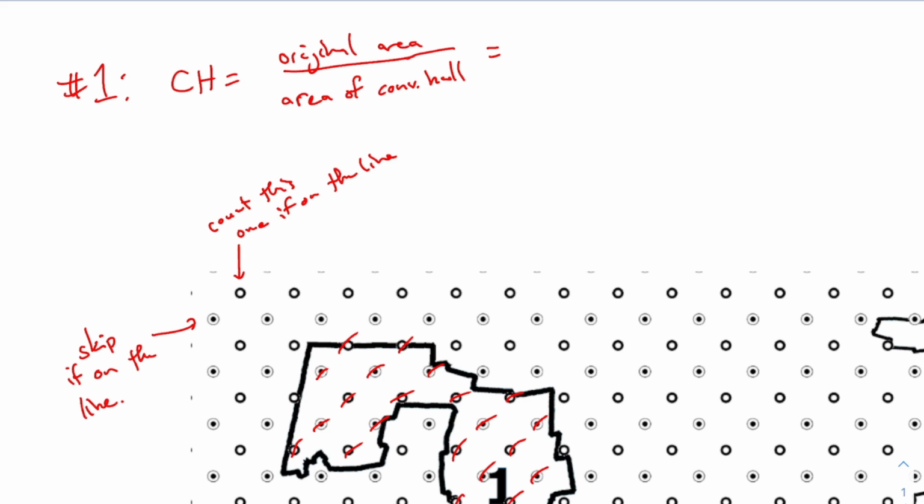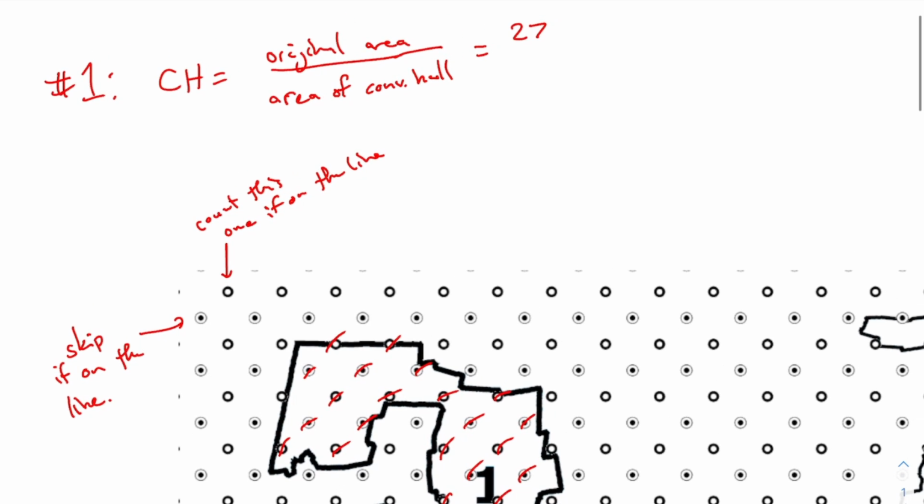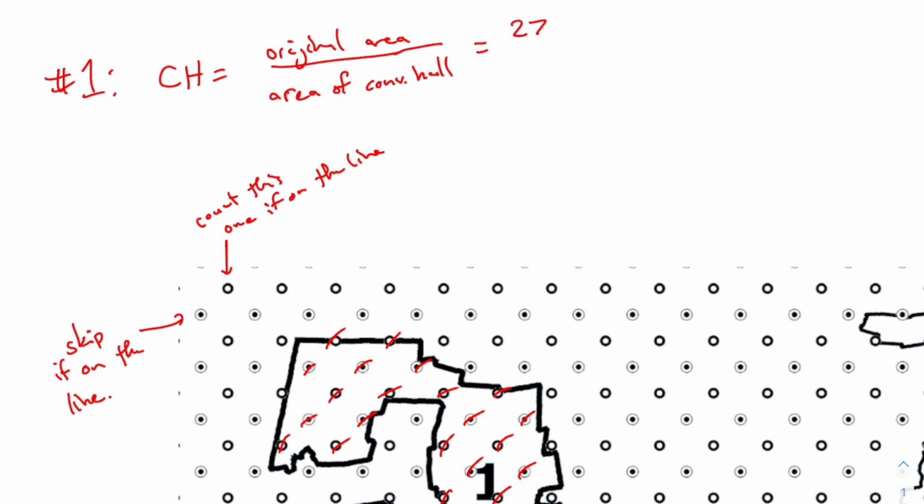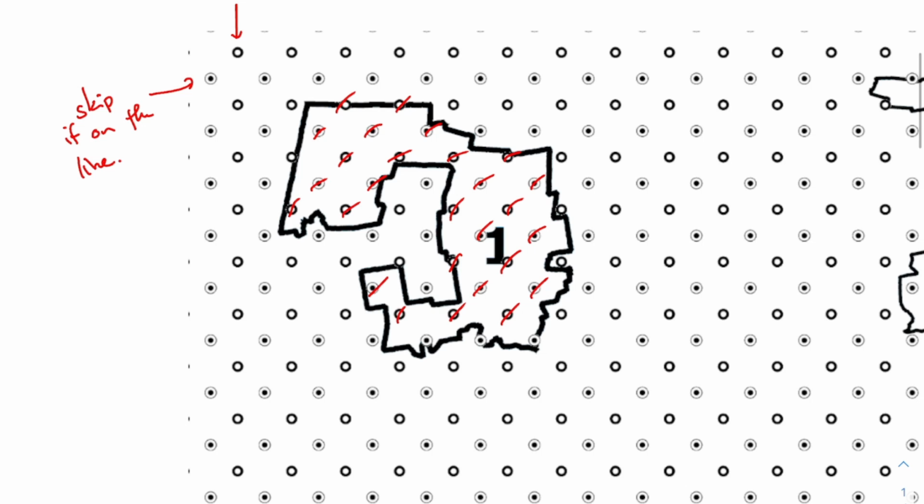I should have written it down when I said 27. Is that right? Yes? Okay, thank you. Somebody said yes, that's right, 27. All right, that's the original area. Now I need to count up the area of the convex hull.